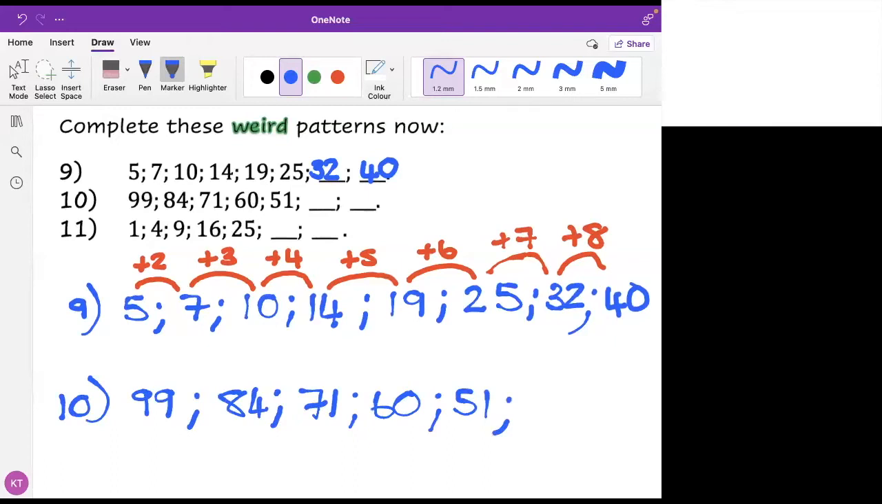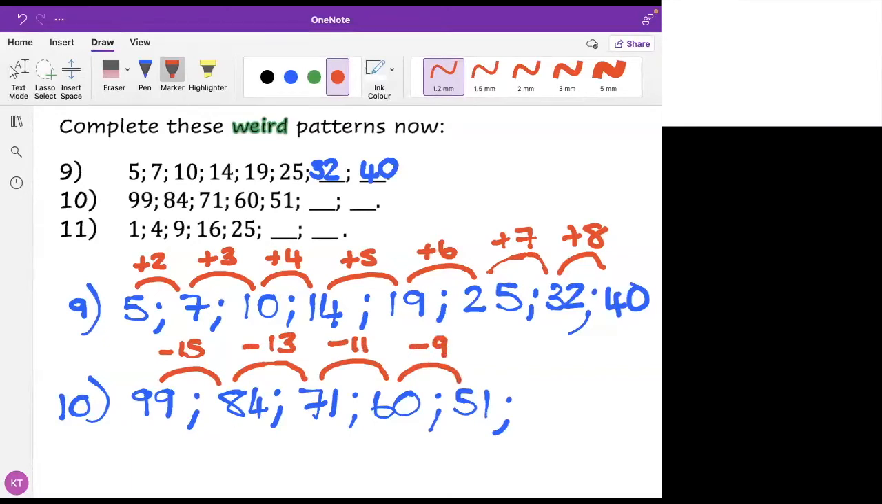So, what do I do when I'm looking at number patterns? The first thing I want to do is see, is there a constant difference? So I go and subtract the numbers from each other. So 99 minus 84, the difference is 15. To get from 84 to 71, I'm minus 13. To get from 71 down to 60, I'm minus 11. And to get from 60 to 51, I'm minus 9.